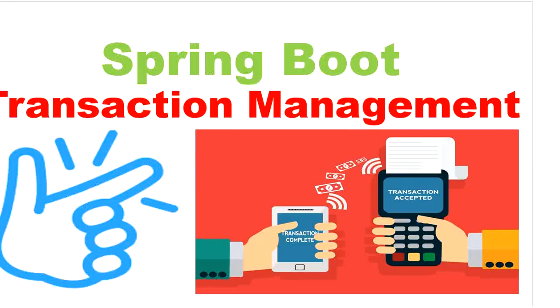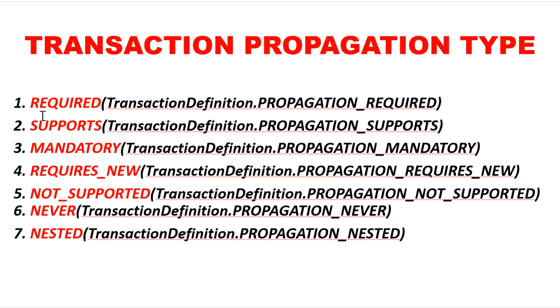Spring supports 7 types of propagation. The first one is REQUIRED, the second is SUPPORTS, the third is MANDATORY, the fourth is REQUIRES_NEW, the fifth is NOT_SUPPORTED, the sixth is NEVER, and the seventh is NESTED. We will perform each propagation level in our transaction. We will start from REQUIRED.